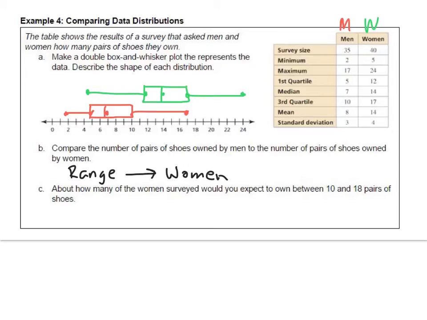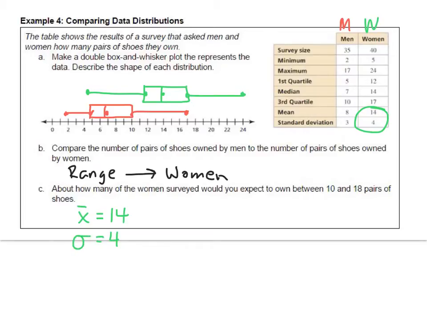All right, so based off this information, we are going to try and figure out part C. It says, about how many of the women surveyed would you expect to own between 10 and 18 pairs of shoes? Okay, so about how many women between 10 and 18. Now to figure this out, because we have a symmetric distribution, what I'm going to take a look at for the women is the mean and the standard deviation. So I know that the mean is 14 and the standard deviation is 4.